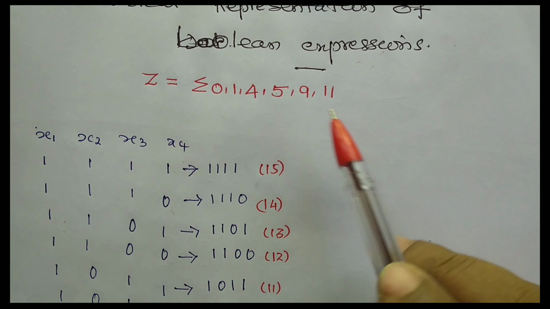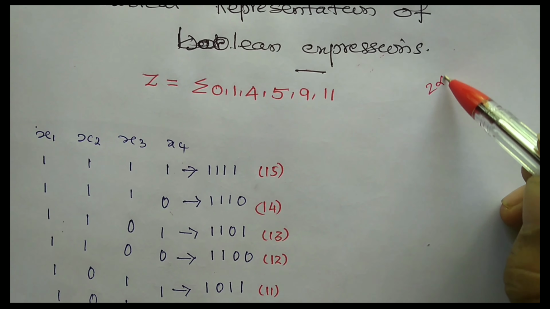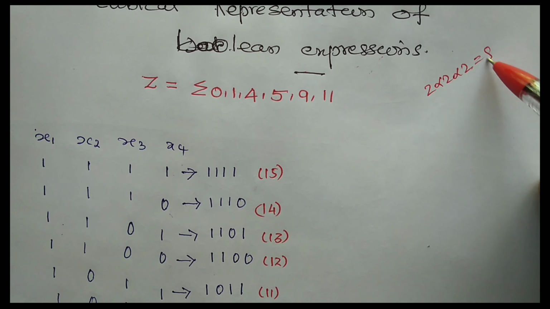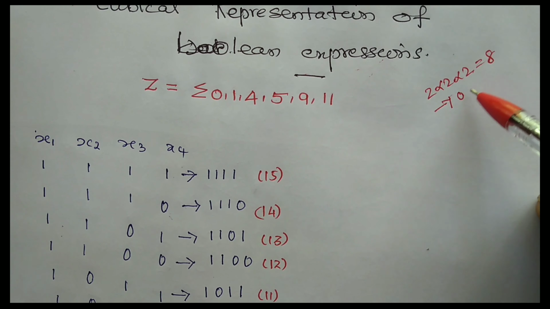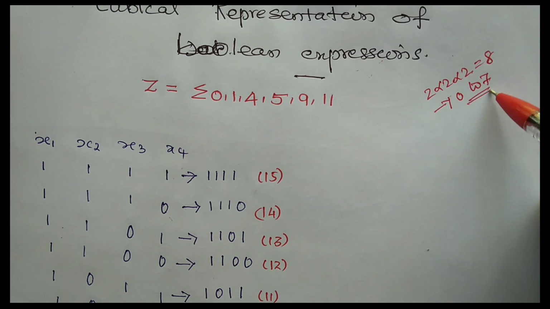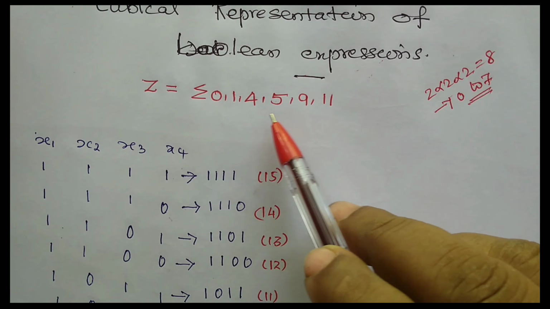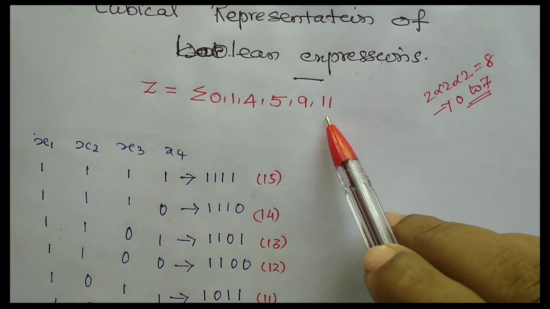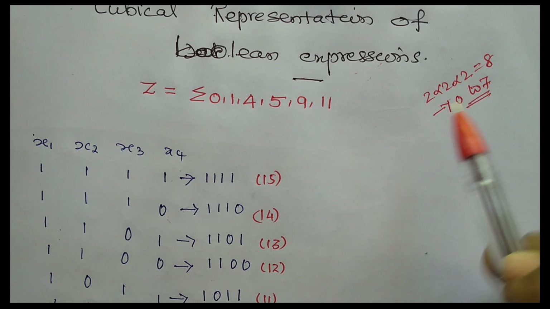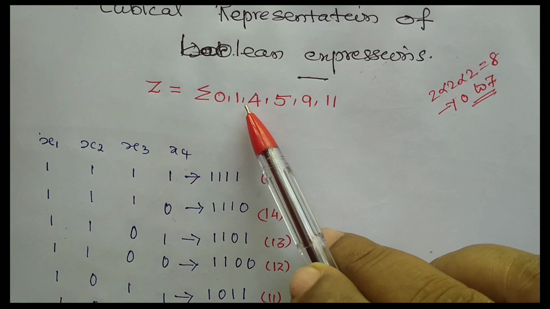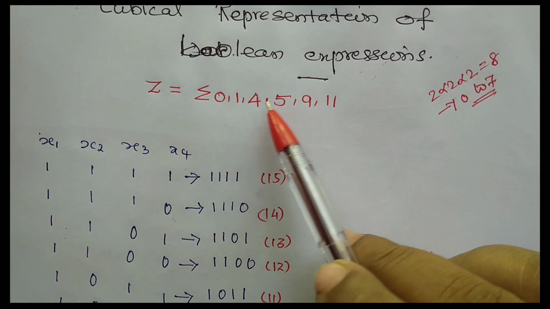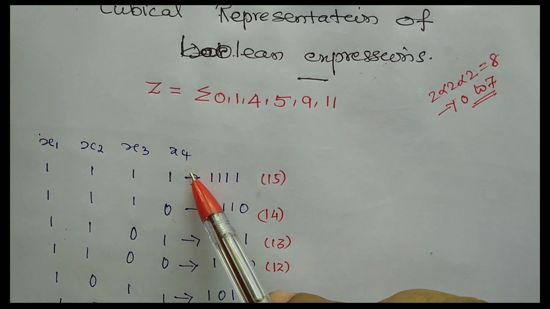For 3 variables, total 2 into 2 into 2, 8. Starting from 0, we can get the numbers 0 to 7. But here this expression contains 9, 11, so it is greater than 7. So this follows 4 variables, so we have to write 4 variables.